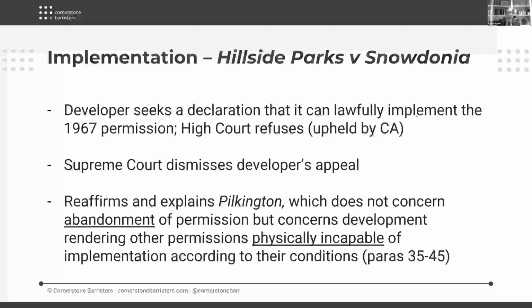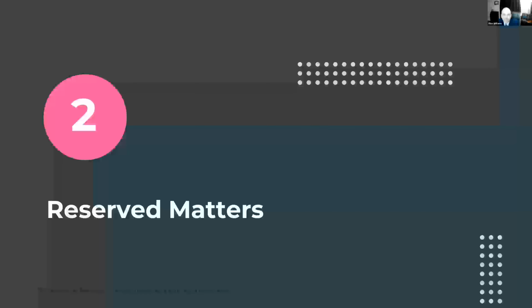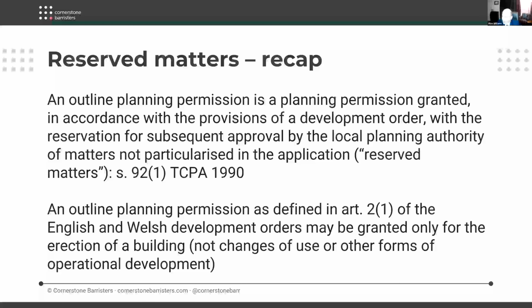Okay, I will now pass on to Alex again. Thanks, Robin. So we come to topic 2 of 3, which is reserved matters. Now, just as a recap, reserved matters relate, of course, to outline planning permissions. What is an outline permission? Well, in essence, it is a grant of planning permission with certain matters held over for approval by the local planning authority at a later date.